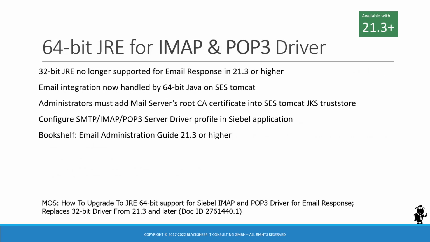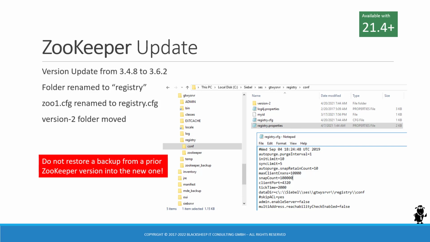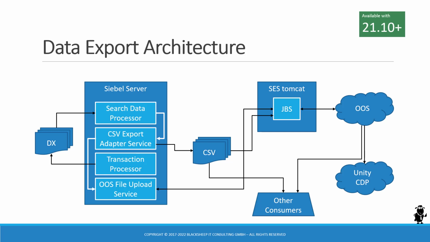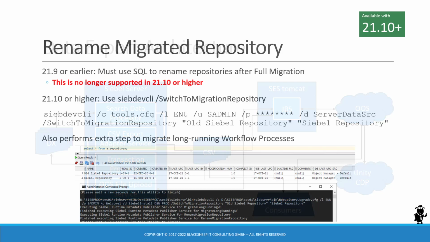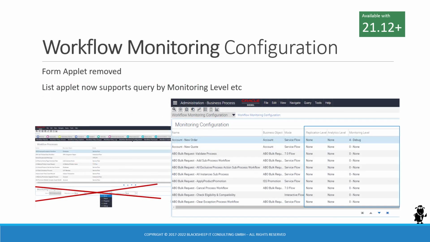Administrators working in projects with IMAP and POP3 implementations will have to make changes. Zookeeper gets an update as well to 3.6. And there's a new data export architecture coming to a Siebel environment near you if you update or upgrade to 22 or higher. If you are used to renaming your repositories after full migration with SQL, this is no longer supported. And there is a new view for workflow monitoring configuration.